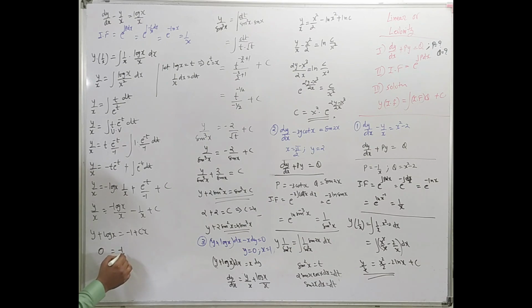Right, now here we have been given some conditions, so we'll use that one, y is 0 and x is 1. So 0 equals minus 1 plus c. So the value of c we got is 1. We'll substitute: y plus log x plus 1 is equal to x. So this is the final solution of this given linear differential equation.